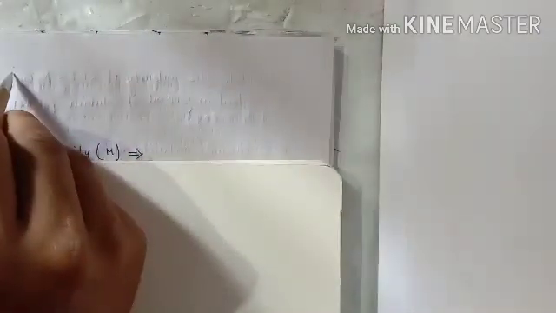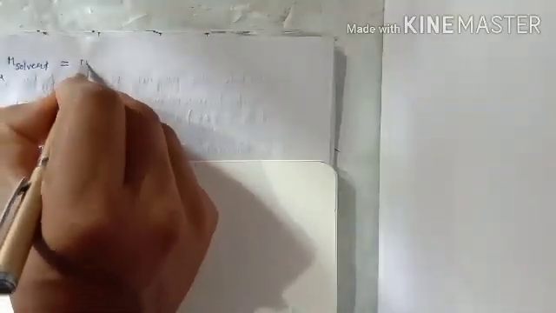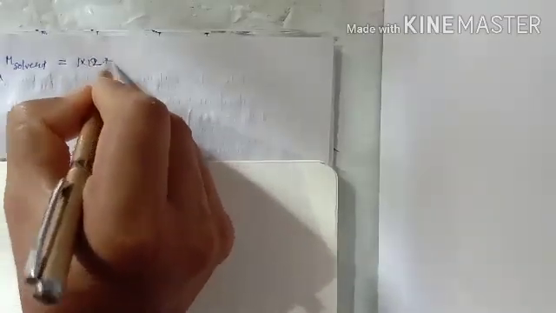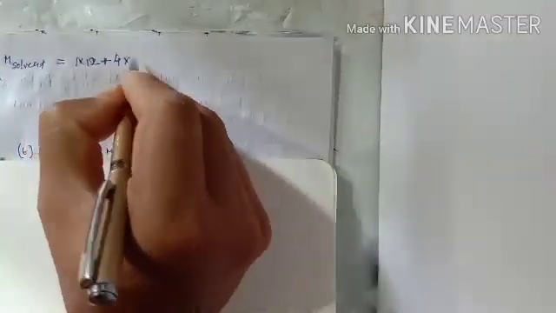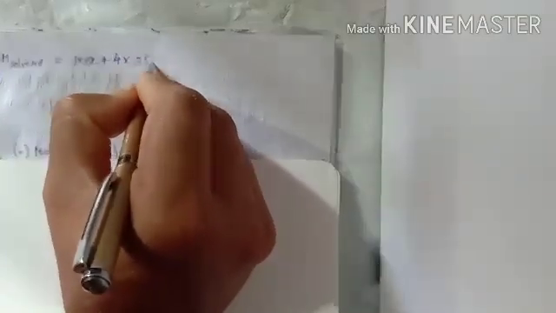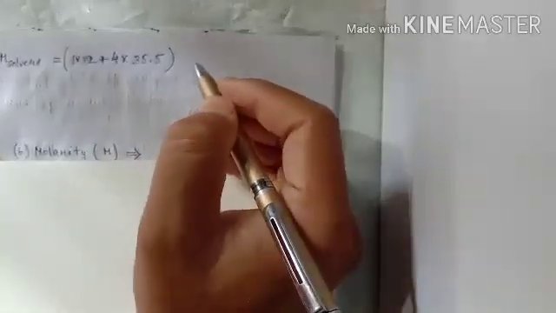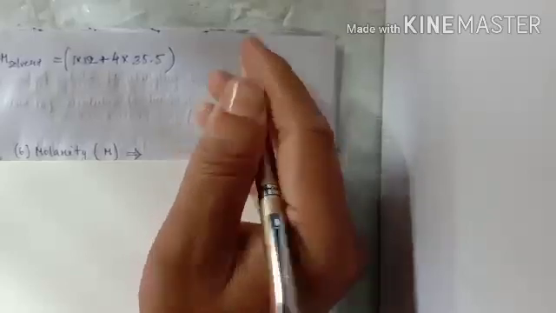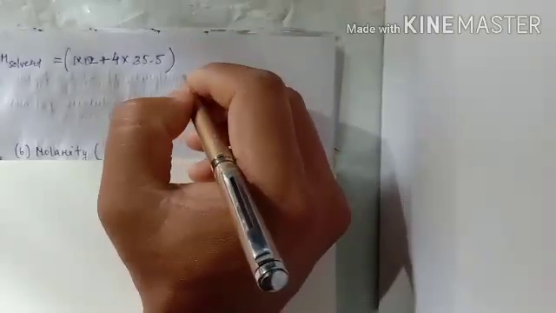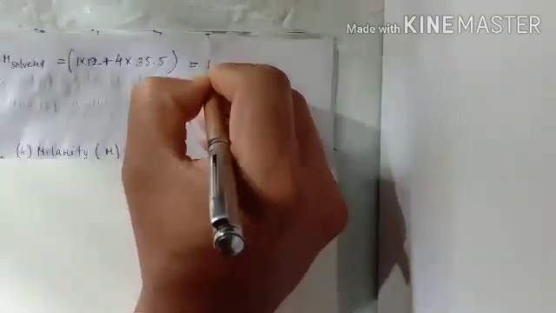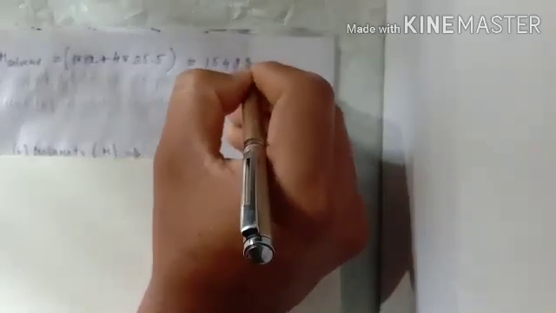M solvent, that is CCl4. So 1 carbon and 4 chlorine, so 1 into 12 plus 4 into 35.5. This is the relative mass of chlorine. That means 2 isotopes of chlorine are present, one is 35, one is 37. If you take the ratio, you find the average value 35.5. So the overall value will be 154 gram per mole.